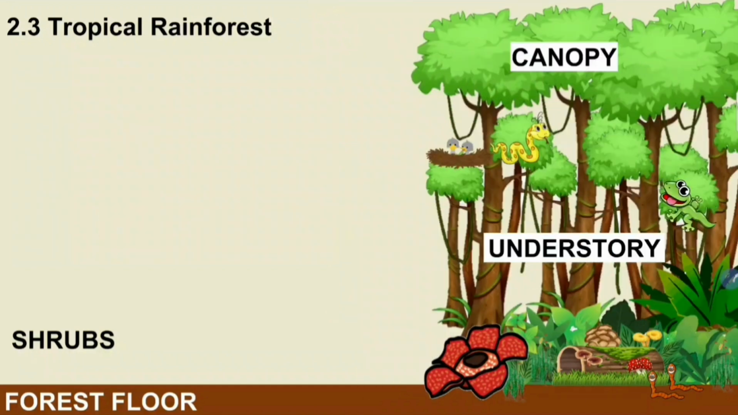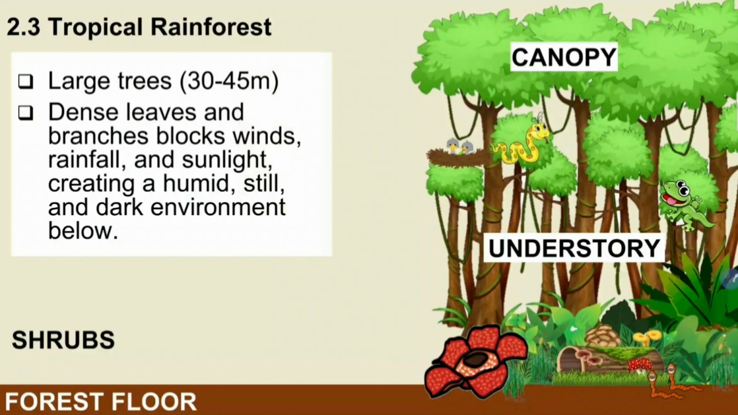The fourth layer is canopy. So in the canopy, it is made up of large trees, which is about 30 to 45 meters in height. It has dense leaves and branches to block winds, rainfall, and sunlight, hence creating a humid and still and dark environment below. So because of canopy tu sangat tebal dengan daun-daun, that's why layer di bawah dia yang include understory, shrub dan juga forest floor tadi very dark dan juga very humid.